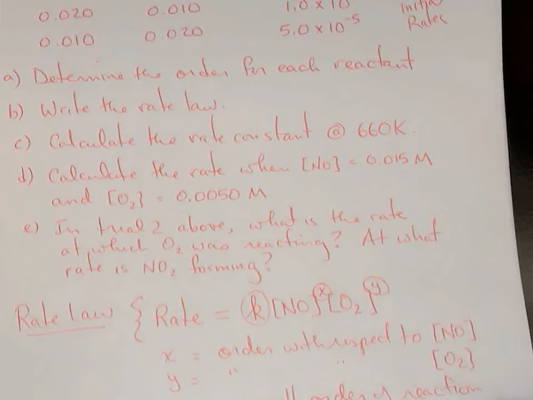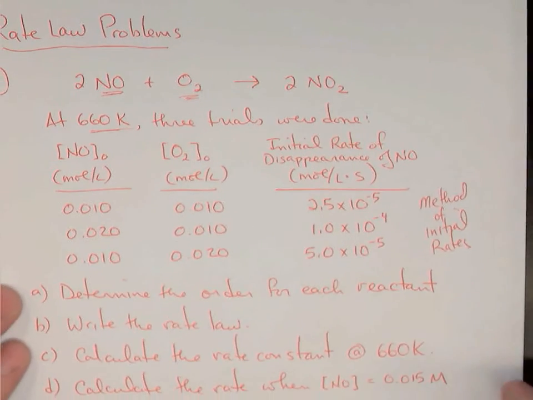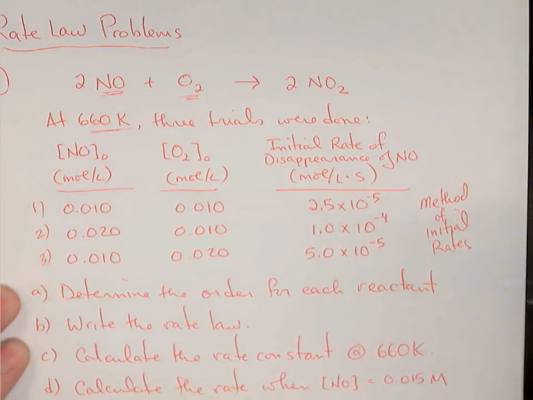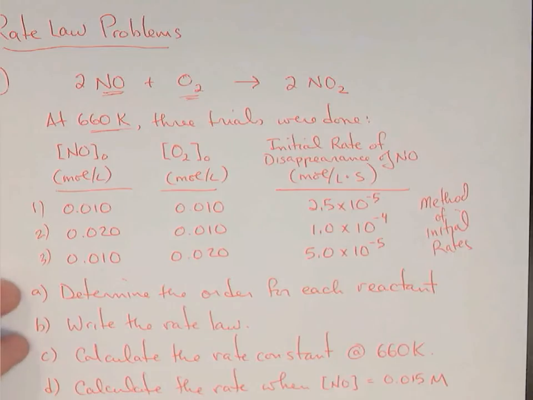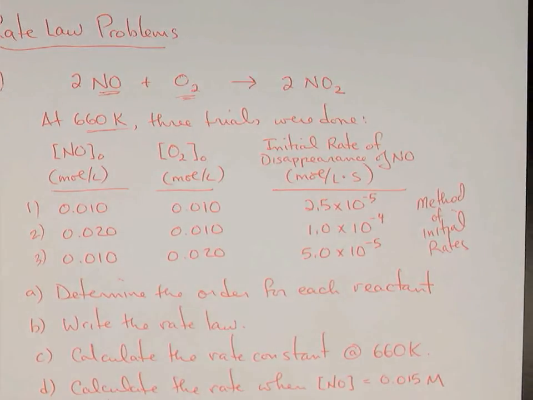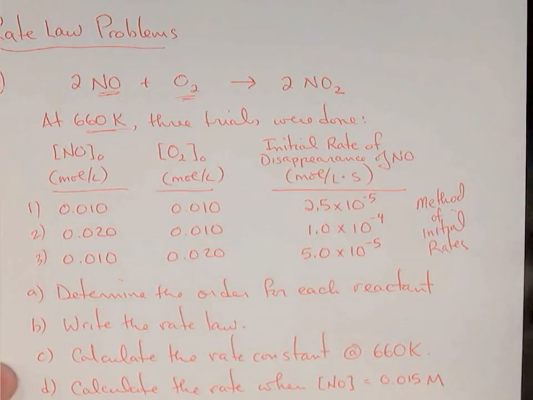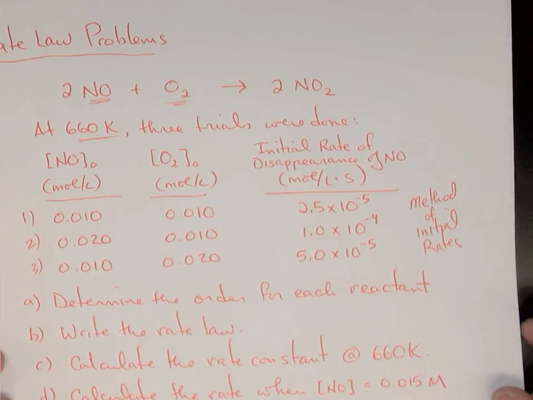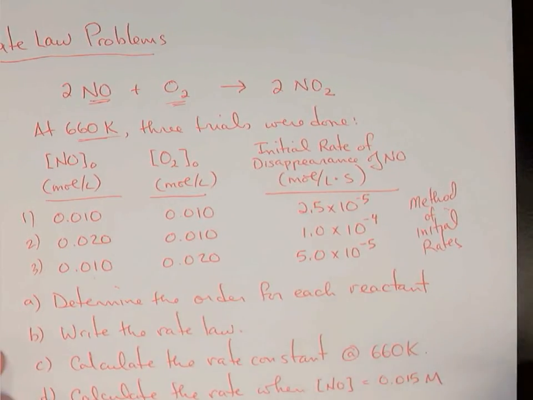So let's jump in, and we're going to need to refer to our data table. We're going to refer to trials 1, 2, and 3. Okay? And what I'm going to do is, because we have three unknowns, we have an X, we have a Y, and we have a rate constant K, we need to have 3 trials minimum to solve for all 3 of those variables. What we're going to do is basically set up the rate law twice and divide it. And in dividing, we're going to see things cancel, and that will let us solve for one of the variables.